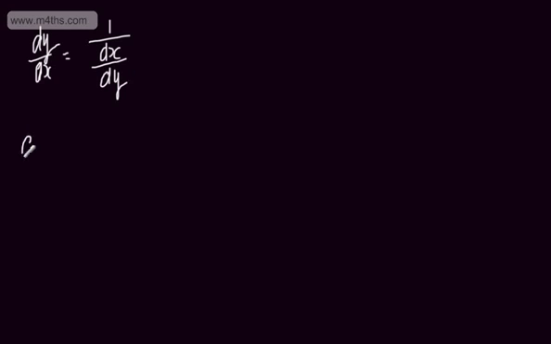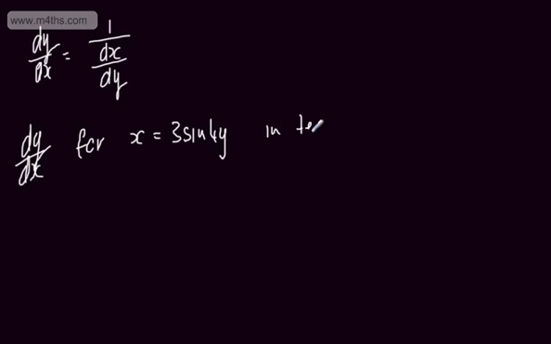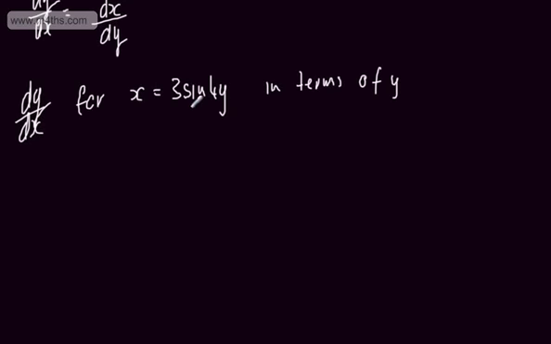So we might be asked to now find, so let's write this here, we might be asked to find dy by dx now for, and we could have x is equal to 3 sine of 4y. And we might be asked for this in terms of x or in terms of y. Let's start off now with this in terms of y. So what I'm going to do here is differentiate. So I'm going to differentiate both sides of this equation with respect to y. We usually differentiate with respect to x, but in this particular case, I'm going to write dx by dy.